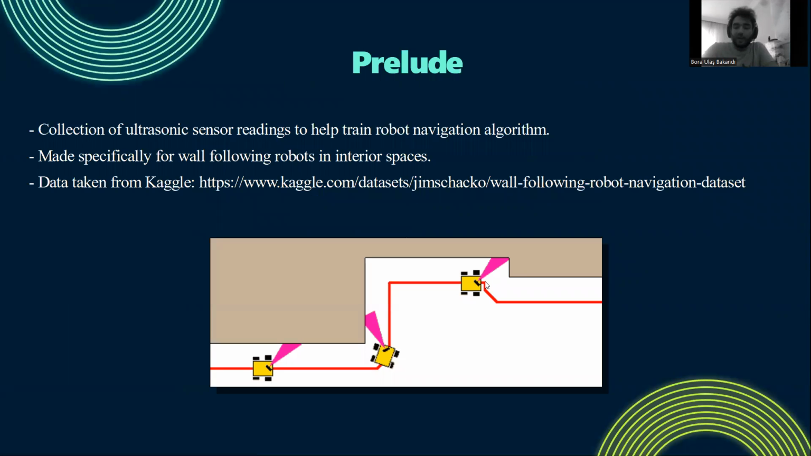So as a final recap, our data set is a collection of ultrasonic distance readings and sensor readings to help train a robot navigation algorithm. As you can see in the figure, this is meant for interior spaces, such as living rooms and other domestic environments. This data was taken from Kaggle, and you can see the link right there.